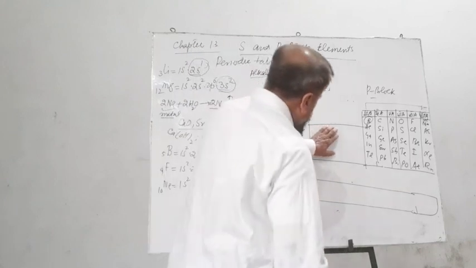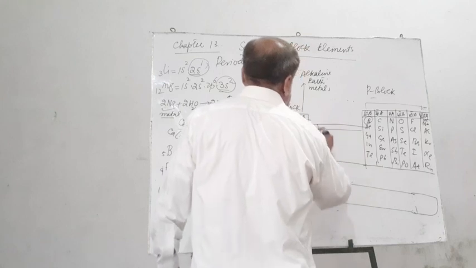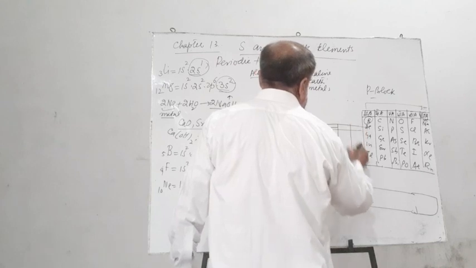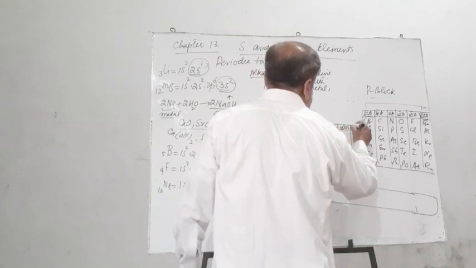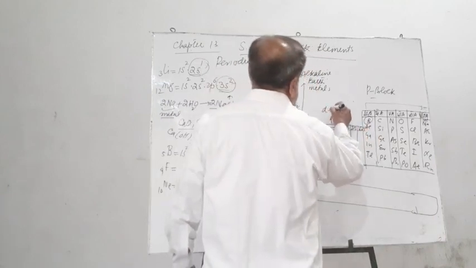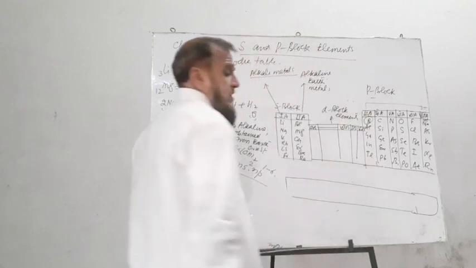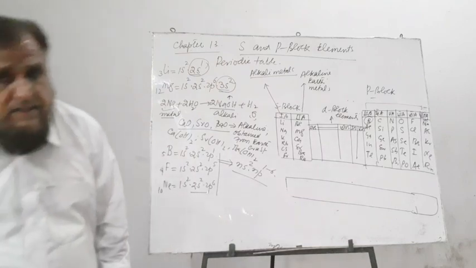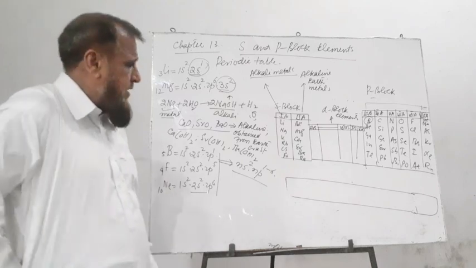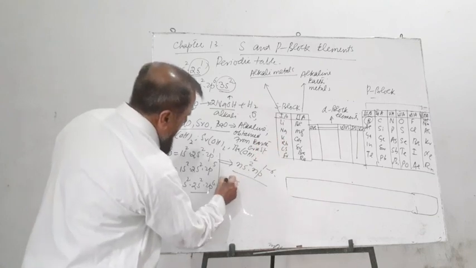Now in the middle of the periodic table we have B subgroups. They start from group 3B, up to 8B, and then we have 1B and 2B groups. These are B subgroups and these are known as d block elements. They are called d block elements because in these elements the last electron always enters the d orbital.